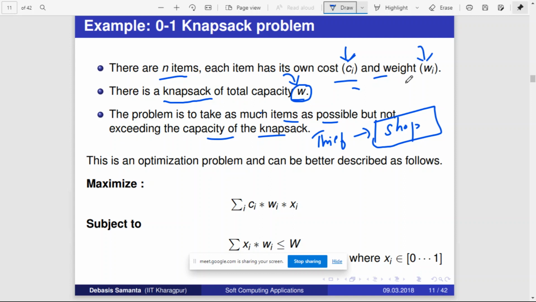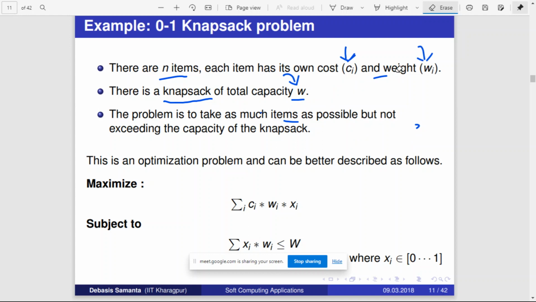Now what is the objective of the thief? The objective of the thief is to take maximum items from the shop. But whatever he takes cannot exceed this weight W, right? So this is a knapsack problem. This is how the knapsack problem is defined. Probably you might have learned it in some other courses also. This is a classical problem in computer science.